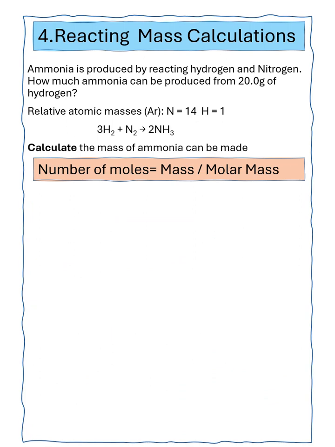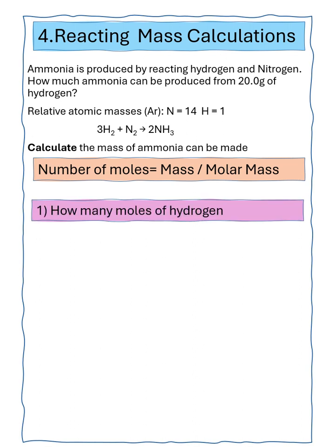Question 4 says ammonia is produced by reacting hydrogen and nitrogen. How much ammonia can be produced from 20 grams of hydrogen? We're then given the equation, and we've got to calculate the ammonia that can be made. The number of moles equals mass divided by molar mass is the equation that we're going to be using throughout. The first thing we've got to do is calculate the number of moles of hydrogen.